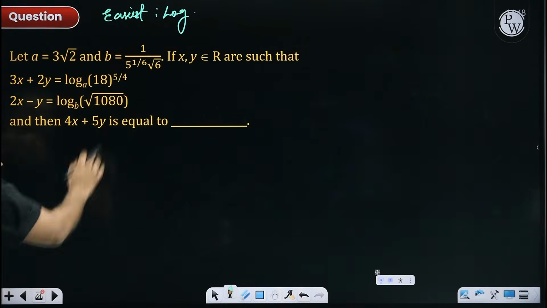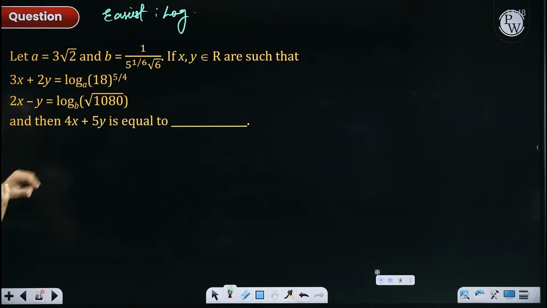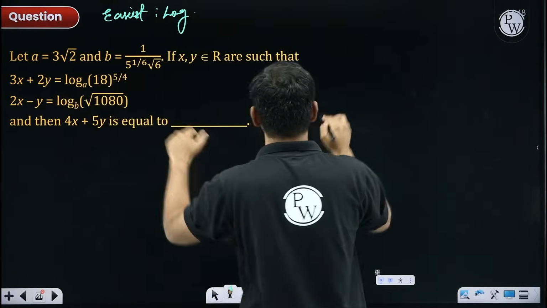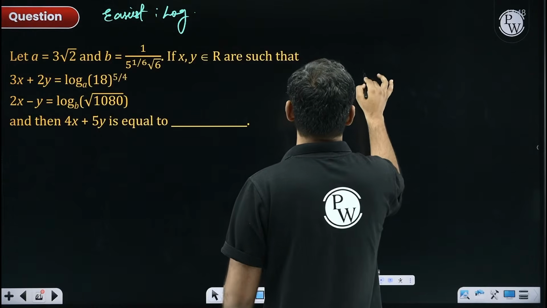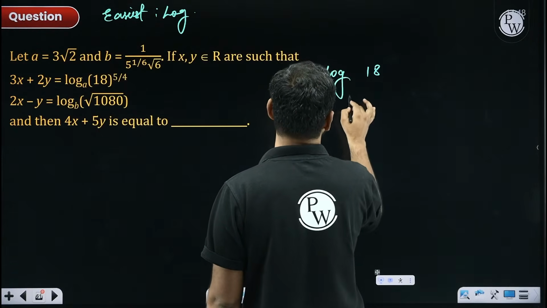Let's talk about this. A is 3 root 2, B is this. This is what we are given. Let me talk about this: log of 18 at base A. What is A? A is 3 root 2.